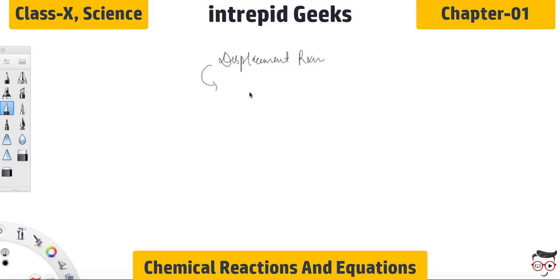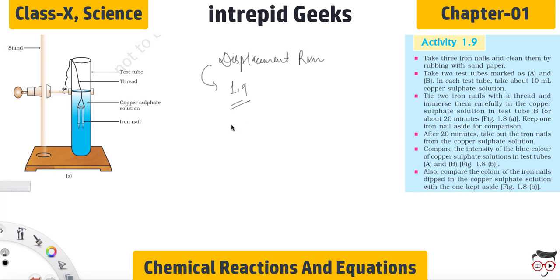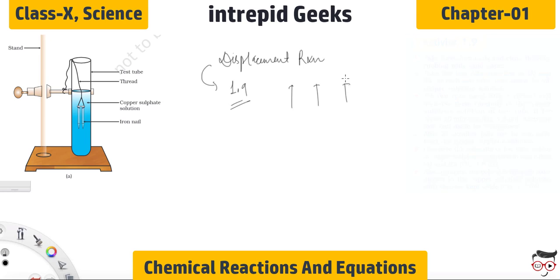In order to make you understand this type of reaction, I'll use activity 1.9 of the NCERT textbook. In activity 1.9, you need to take 3 iron nails. Let's say I've taken 3 iron nails. You need to rub them with sandpaper. Now why are we rubbing? Because we are removing the impurities from the iron nails.